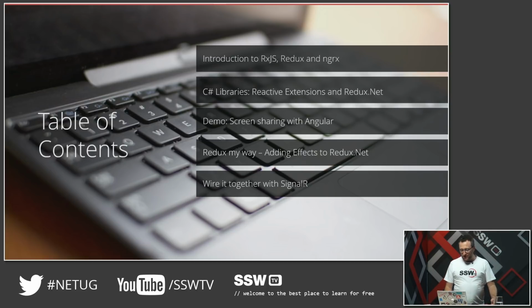The next thing I'm going to do is I'm going to talk about Redux my way. This is really taking the libraries I found on the internet and tweaking them and reusing them and making them work in a way I wanted to work with so I could build a more complicated, bigger application. And I'll explain myself as I go there. And finally, wire it together with SignalR is going to explain how to use SignalR to wire up all this technology together to make the final application. So let's start with our introduction to the RxJS, Reactive, and the Redux pattern.